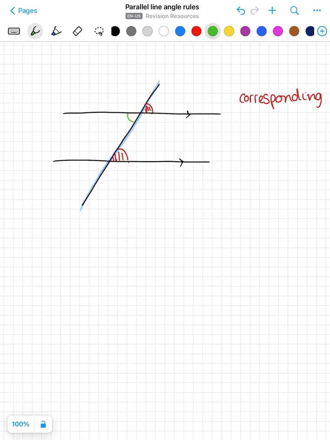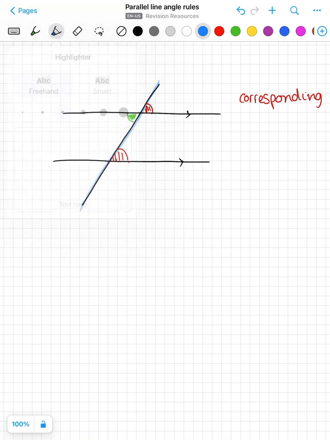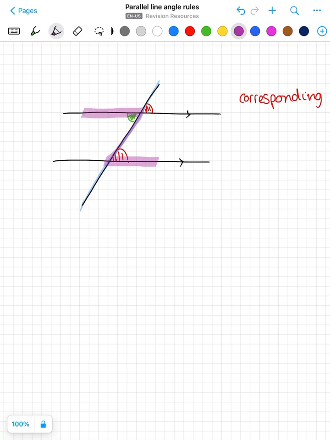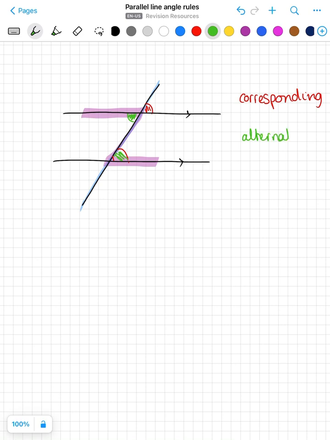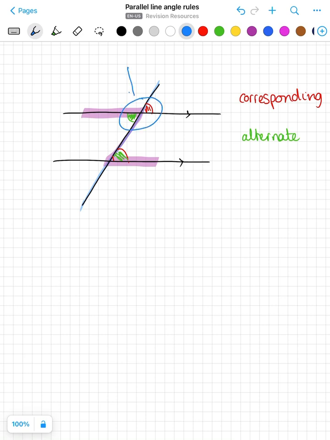Alternate angles are if we see a characteristic Z shape. So what we see here is our green angles in this Z shape. They are what we call alternate angles. Then we've got our vertically opposite angles, which we can see here. Now vertically opposite angles are equal.